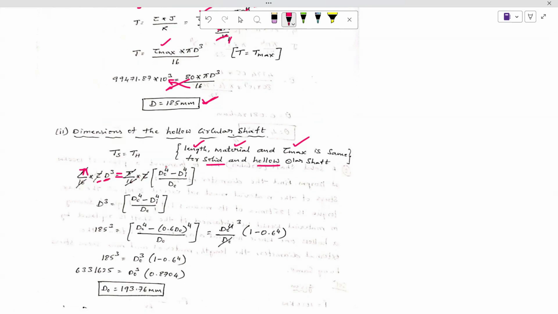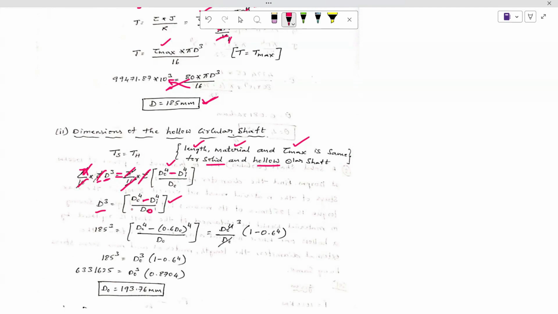In the case of T, it is replaced by d naught to the power of 4 minus di to the power of 4 divided by d naught. So from this equation, pi by 16, tau gets cancelled. The remaining thing is d to the power of 3 on the left hand side. On the right hand side, you will be getting d naught to the power of 4 minus di to the power of 4 divided by d naught. Okay, so this is the equation we have left out.